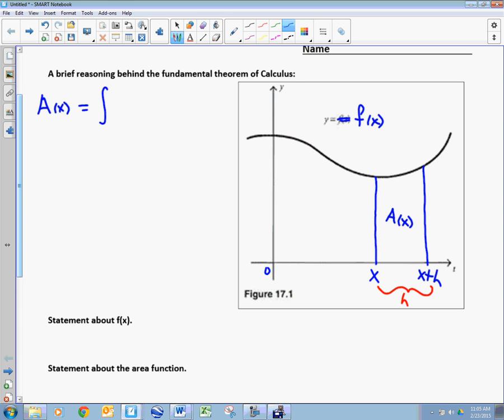I'm going to write an expression for the entire area here. Okay. That'll be the area bounded from 0 to x plus h of f of x dx minus, if I want just this part, what would I have to subtract off? 0 to x. So I'm going to subtract off the integral from 0 to x, f of x dx. Everybody okay with that?